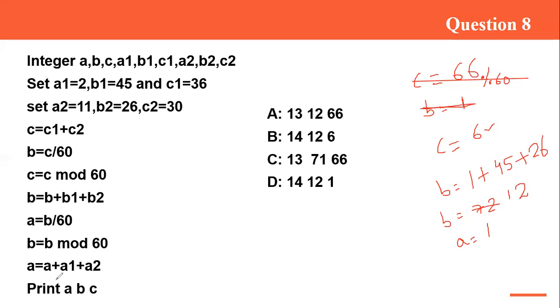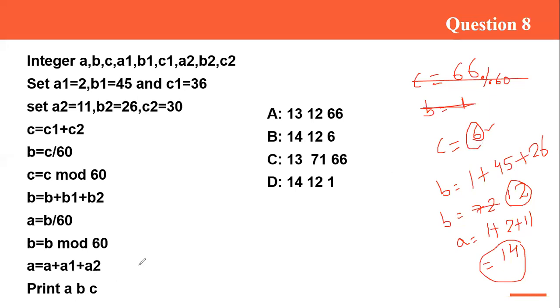Then A is equal to A plus A1 plus A2. That means 1 plus A1, A2. What are A1, A2? 2 plus A2 is 11. We didn't change those values anywhere. We are just using the original values. So what is that? 11 plus 2, 13. 13 plus 1 is 14. So the A value we got right now is 14. Last updated B value is 12. Last updated C value is 6.